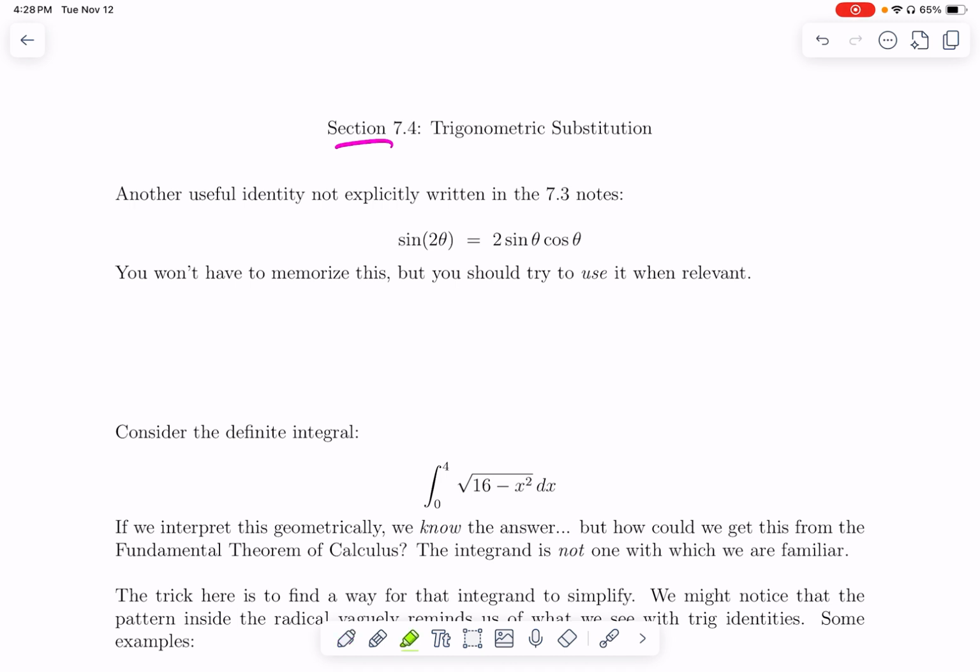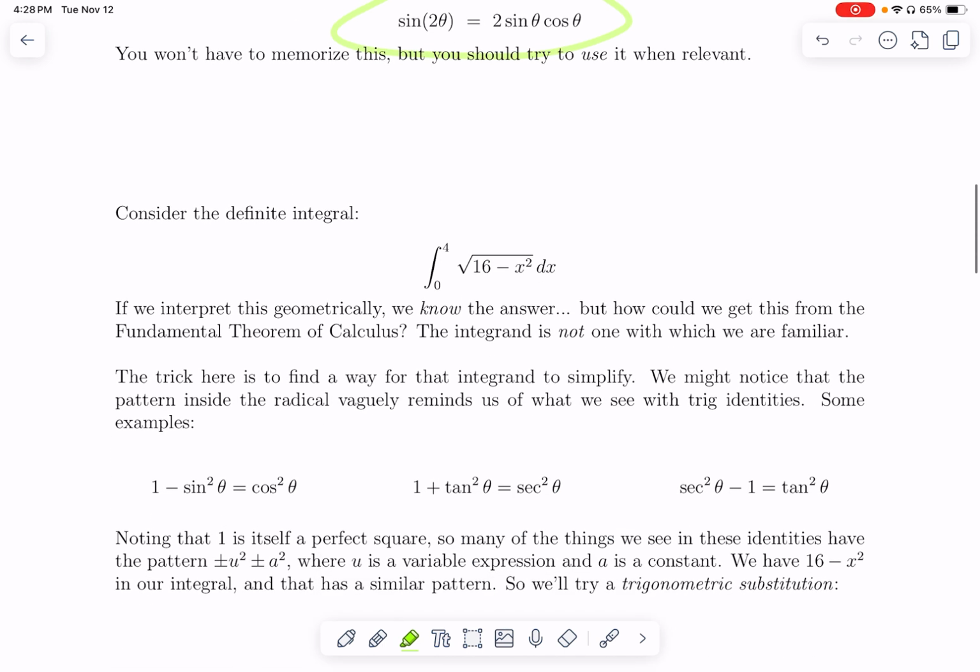Just one thing worth mentioning, it'll show up in this section. I may have alluded to this elsewhere, but I don't think it's formally in the notes anywhere else. The identity for sine of a double angle is 2 sine theta cosine theta. So be ready to use that. You don't necessarily have to have it memorized. So let's jump into a motivating example.